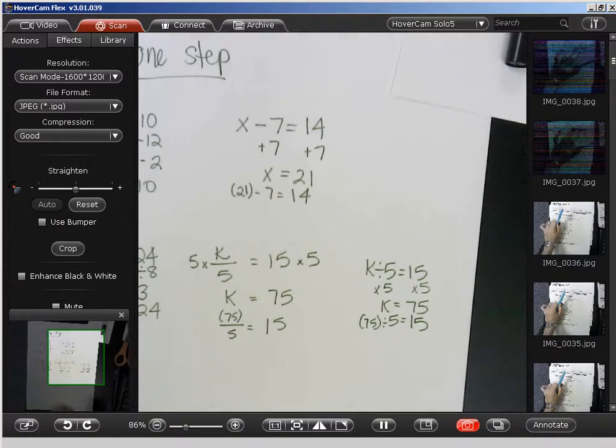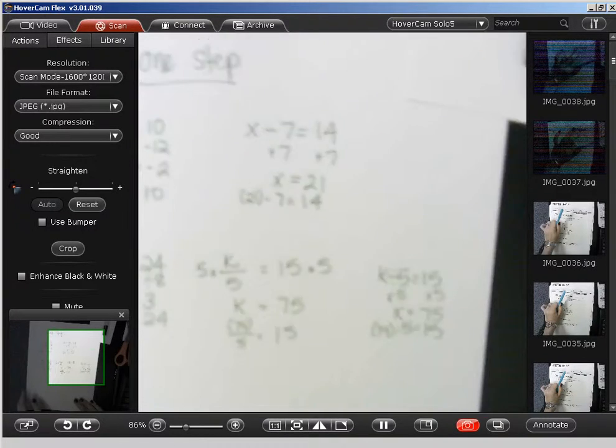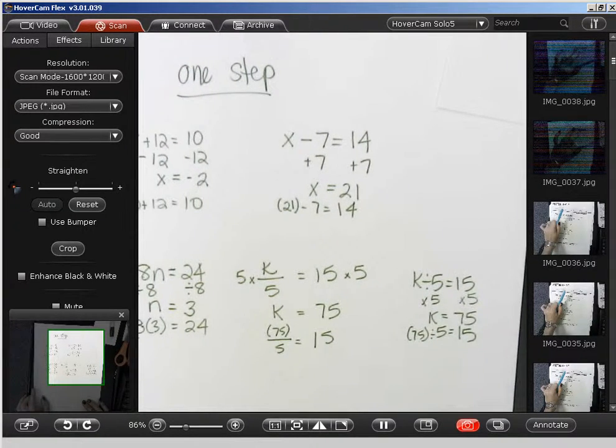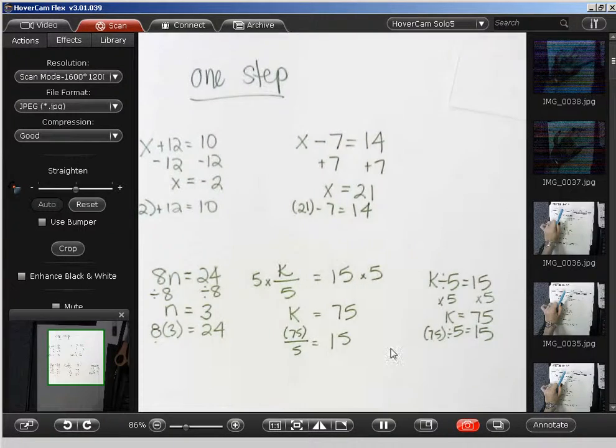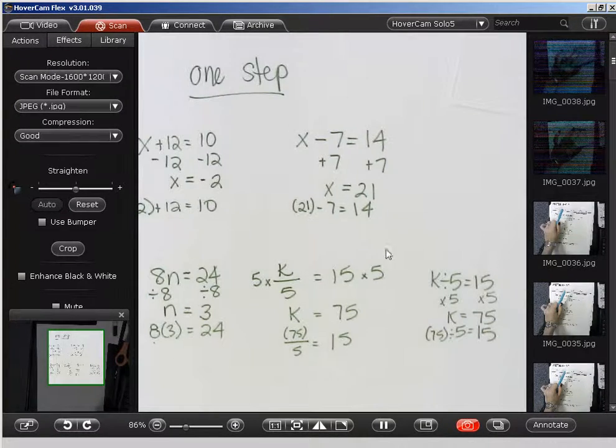And there we go. So if you model your problems after these, you should have no problem with doing this type of stuff. So my expectation is that you show your work in this manner. Thank you so much for following directions, and good luck.